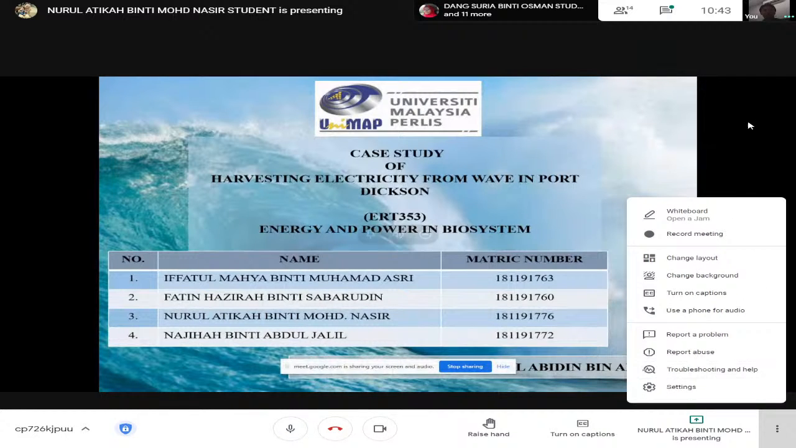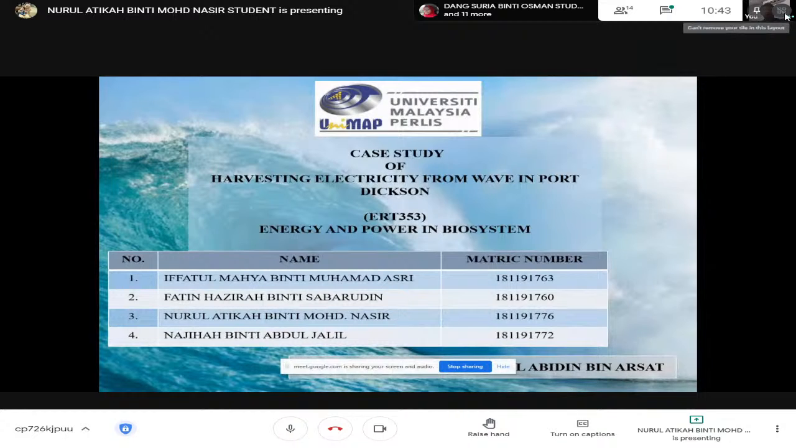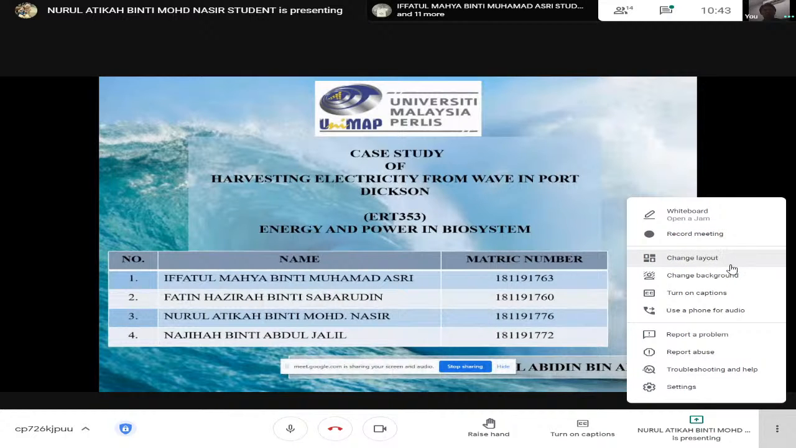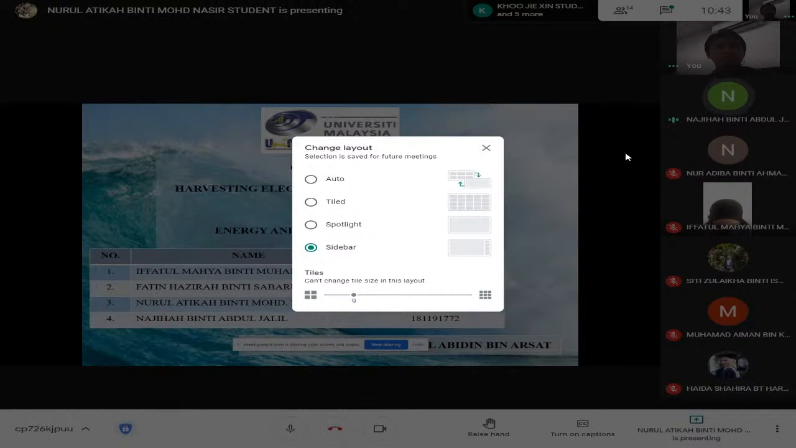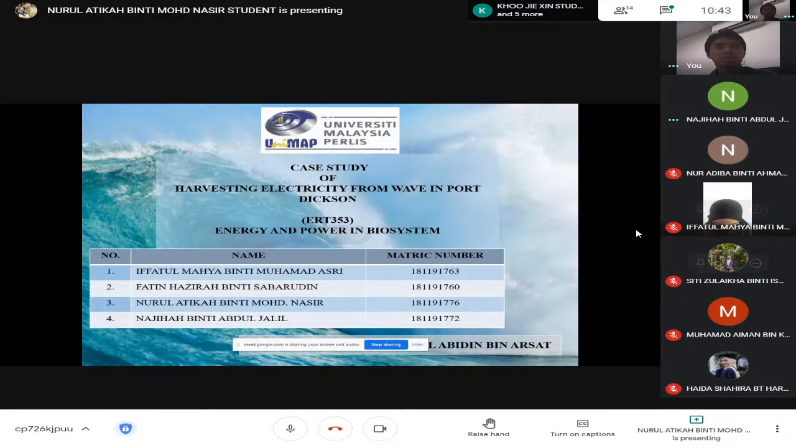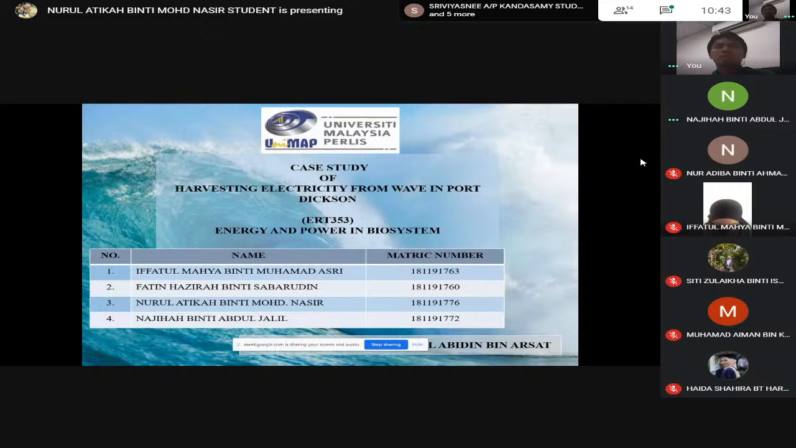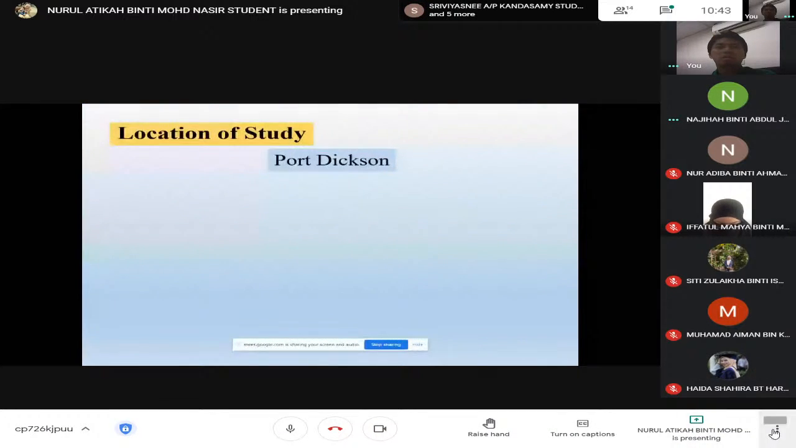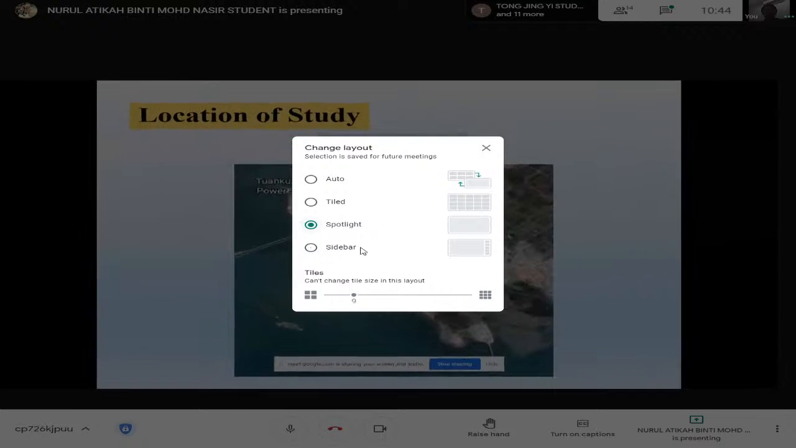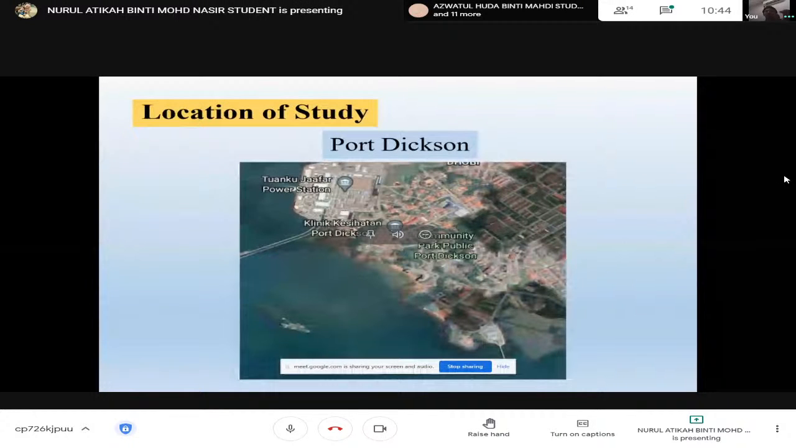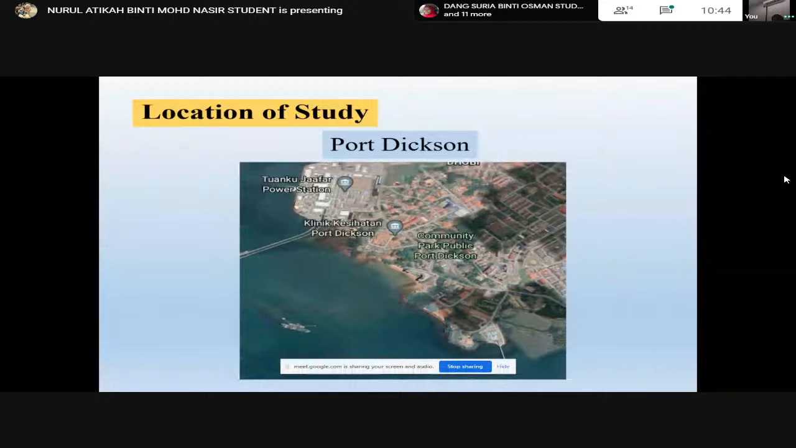Assalamualaikum warahmatullahi wabarakatuh and good morning. My name is Fatih Azura binti Sabaruddin. I'm from Group 4 and today our group will present about harvesting electricity from wave in Port Dickson. Our location of study is Port Dickson, a famous beach resort town located in the district of Port Dickson, Negeri Sembilan. Port Dickson is located on the seafront.